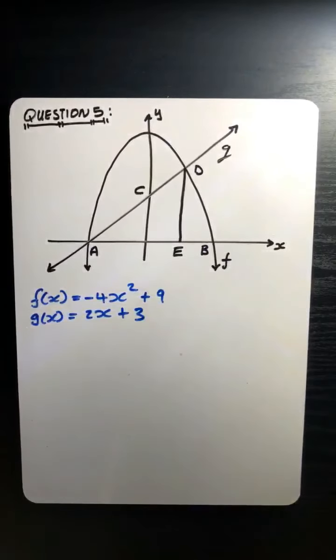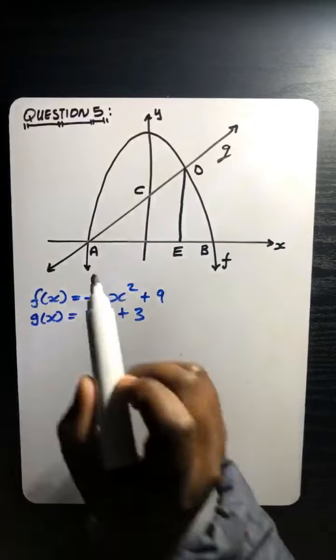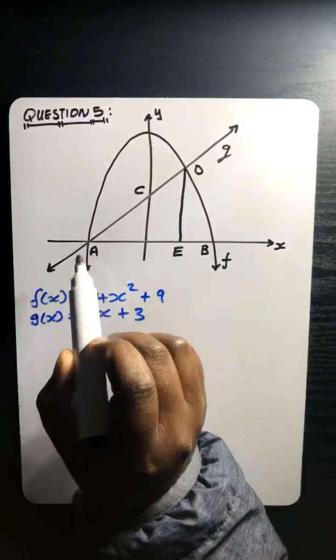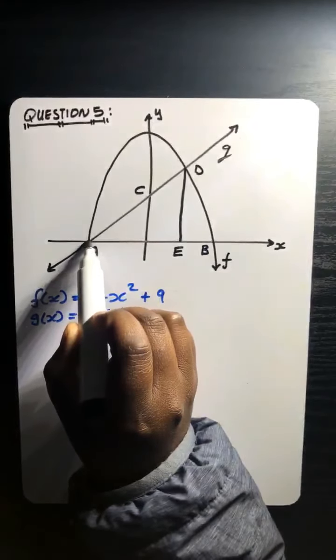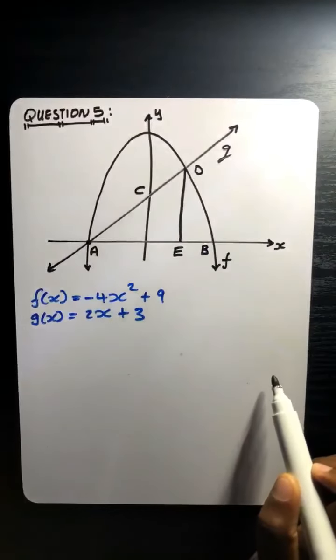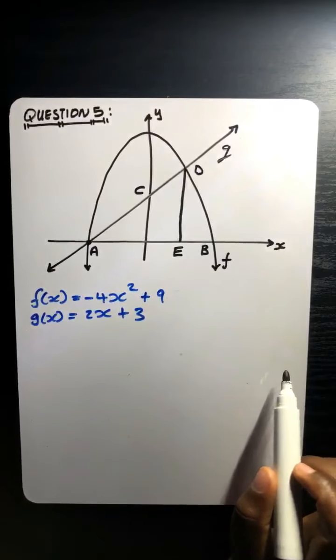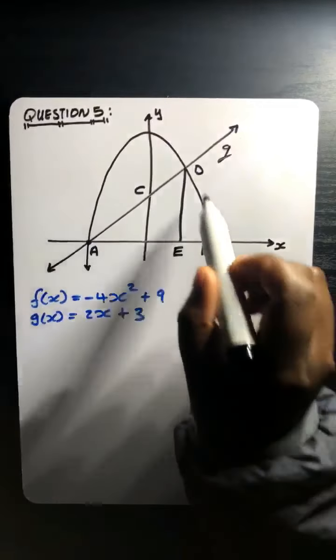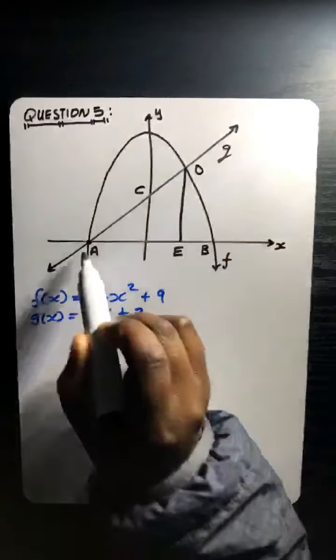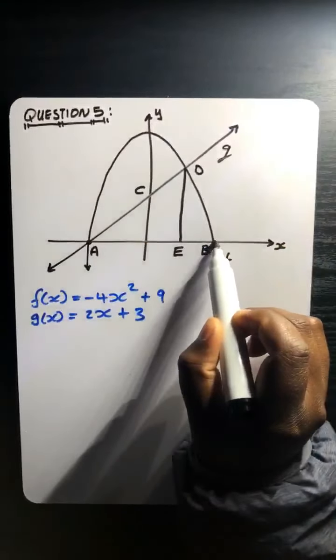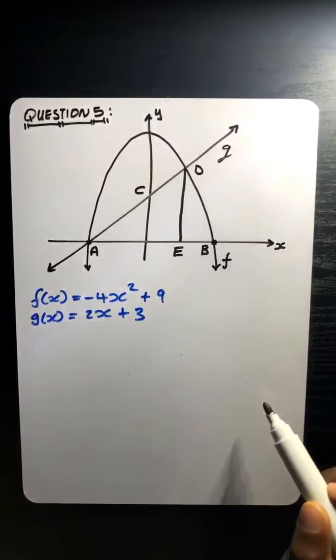The graph of f intersects the x-axis at A. Where is A? There is A, and this is the point of intersection they're talking about. And also they say B. So the graph of f intersects the x-axis at point A and again at point B. That is correct, as we can see.